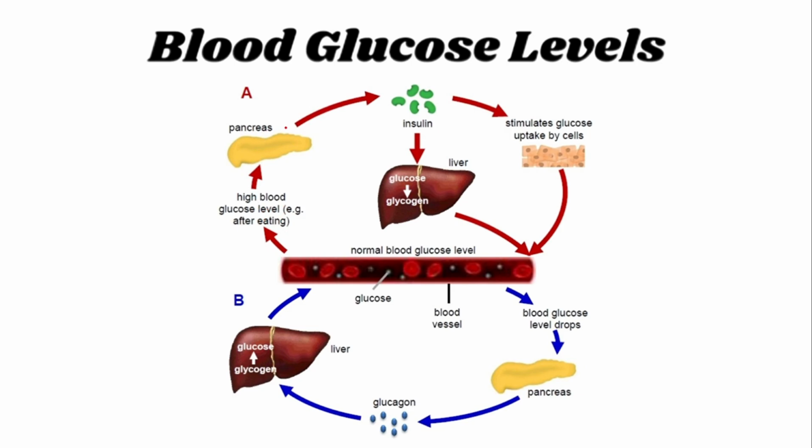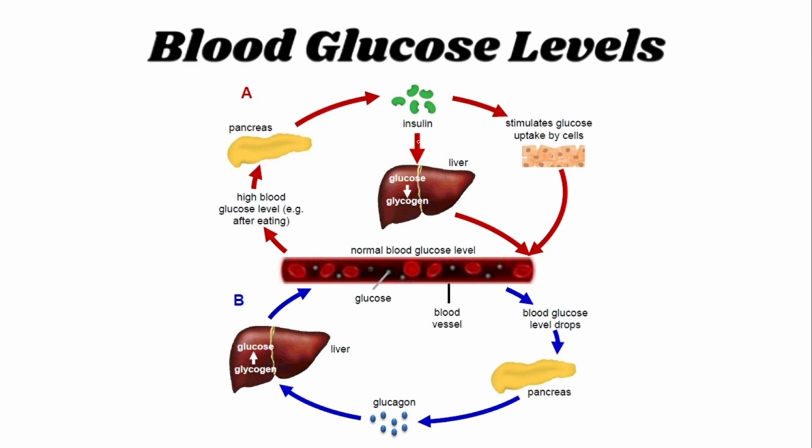And then the pancreas is going to secrete insulin, which is a hormone that stimulates glucose uptake by cells. So it's going to take in the glucose molecules that are present in the blood vessels, and it's going to remove them, right? So that normal blood glucose levels can be maintained within the blood.